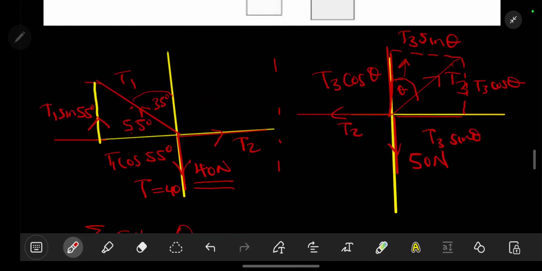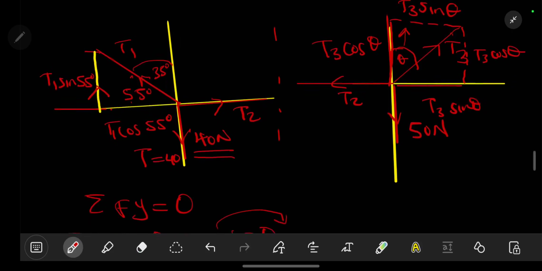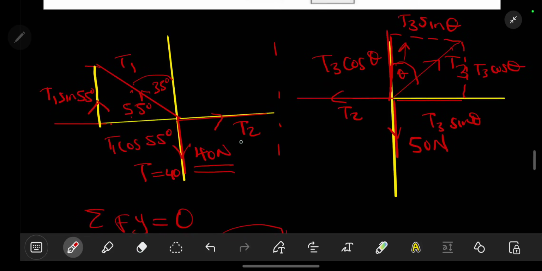Then for this isolated system, let's also look at the forces in the x direction. This is where the t2 is.